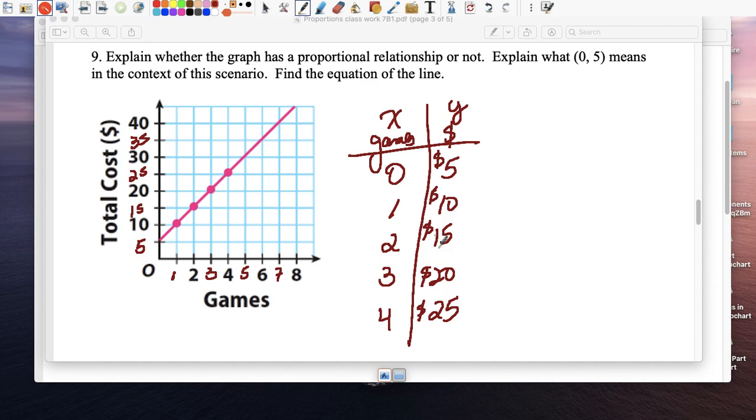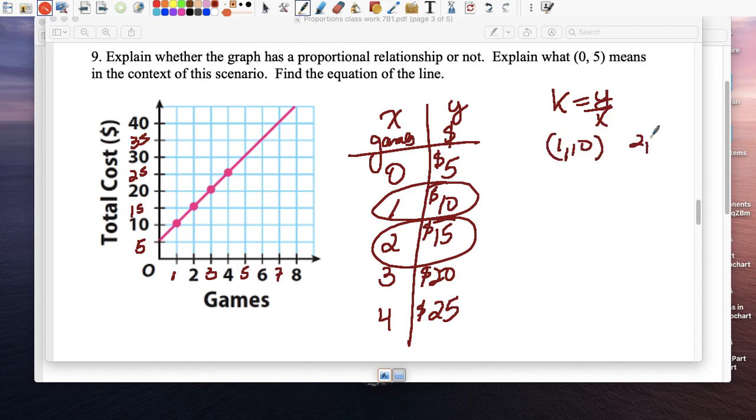Now if you were to find k, it's just to prove that it's not proportional. k equals y over x. Let's take two points: here's the point (1, 10) and here's the point (2, 15). I should get the same value for k. Do I? No, I don't. For 1, I get 10, and if I do y divided by x here, which is 15 divided by 2, I get 7.5.